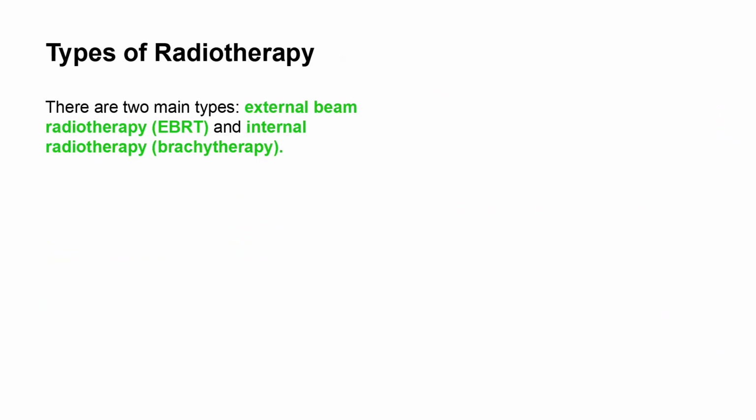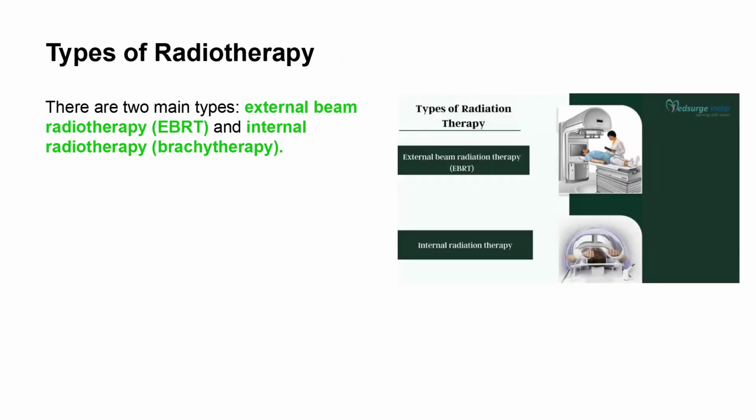So now what are the types of radiotherapy? Basically we have two types of radiotherapy. We have external beam radiotherapy and internal radiotherapy, which can also be called brachytherapy. So now these are the images showing the two different types of radiotherapy or radiation therapy, where we have external beam radiotherapy and then we have internal radiotherapy.